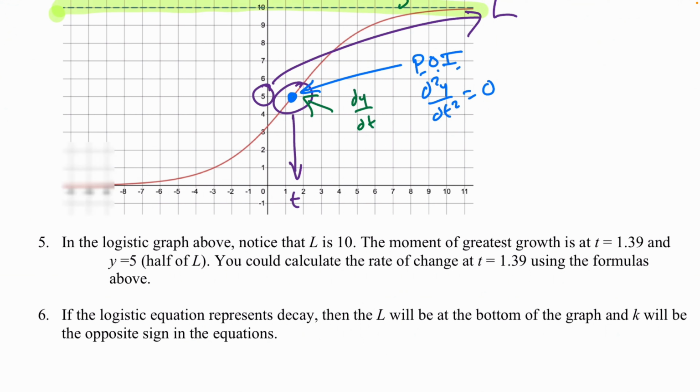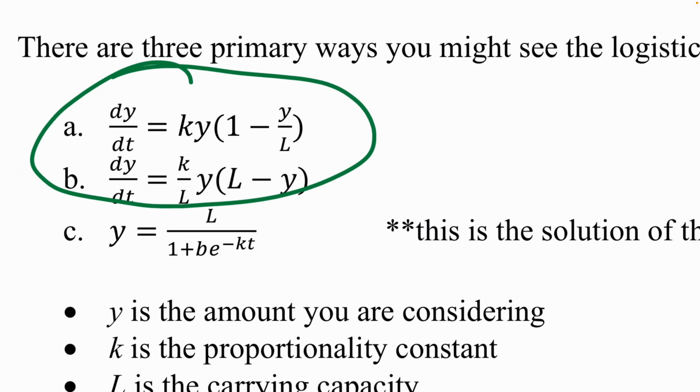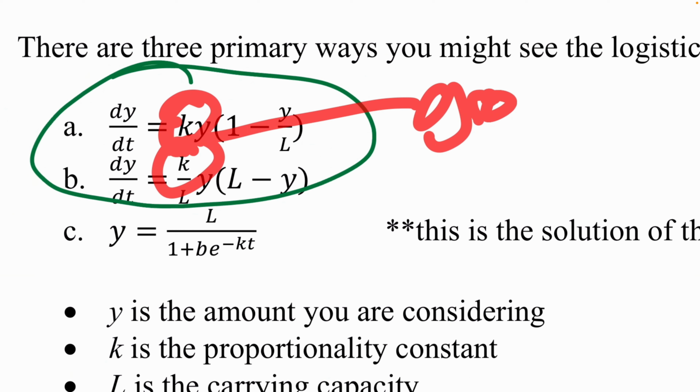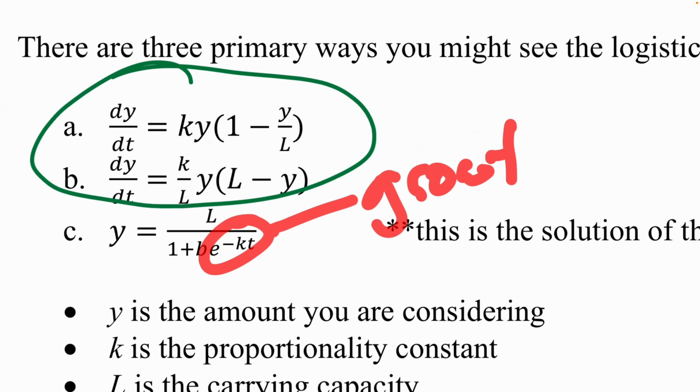Now, this is really important as well. K is going to be the opposite. Changing the sign of K is what gives you decay. Now, be careful, because up here in our differential equations, K is positive, and this positive K represents logistic growth. However, be really careful. In the solution equation, K is negative, and that represents growth. And so it's really important to see and understand what kind of K you're looking at.